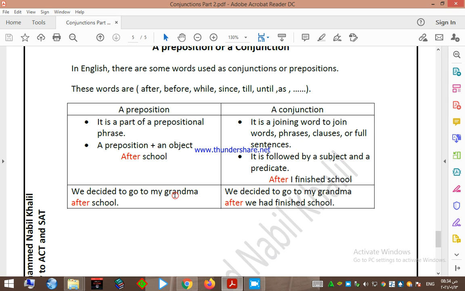For example, for the first one: "We decided to go to my grandma after school." Here "after school" is a prepositional phrase, because this is a preposition and this is the object of the preposition. So after works as a preposition. But "We decided to go to my grandma after we had finished school": you will find after this word a subject and a predicate. So without thinking, if you find a subject and predicate after the word, the word here works as a conjunction, not as a preposition.